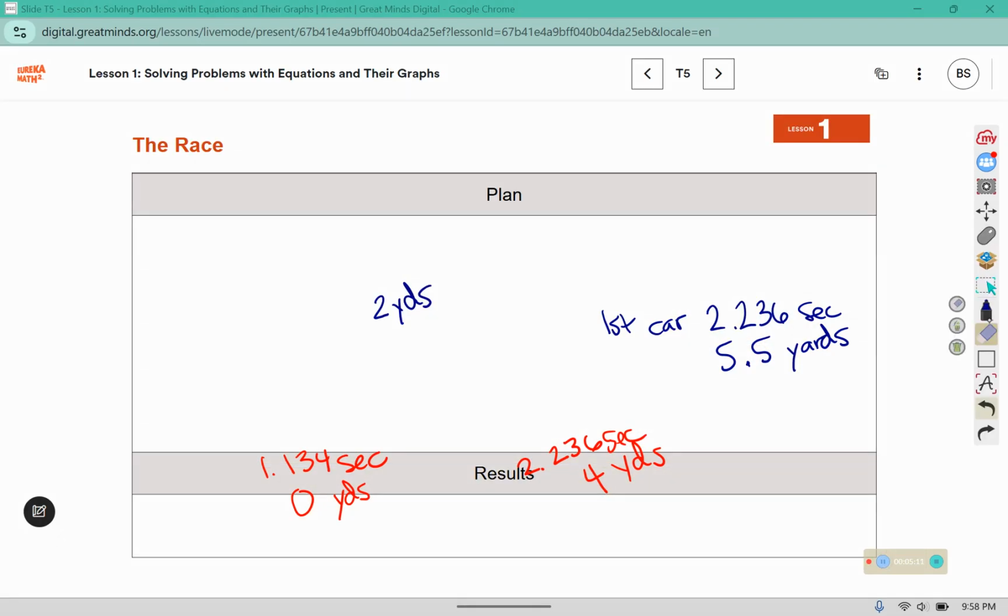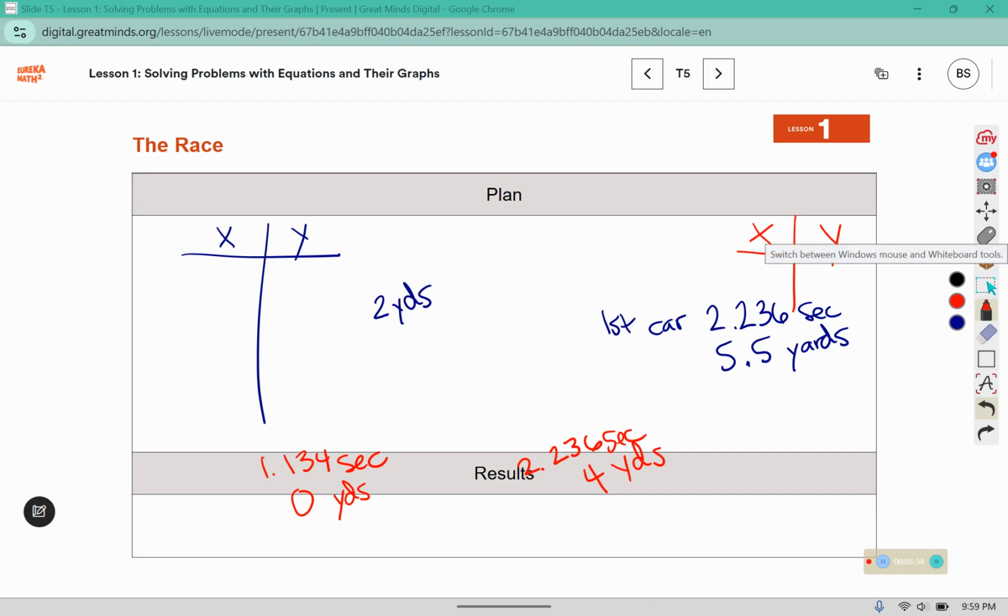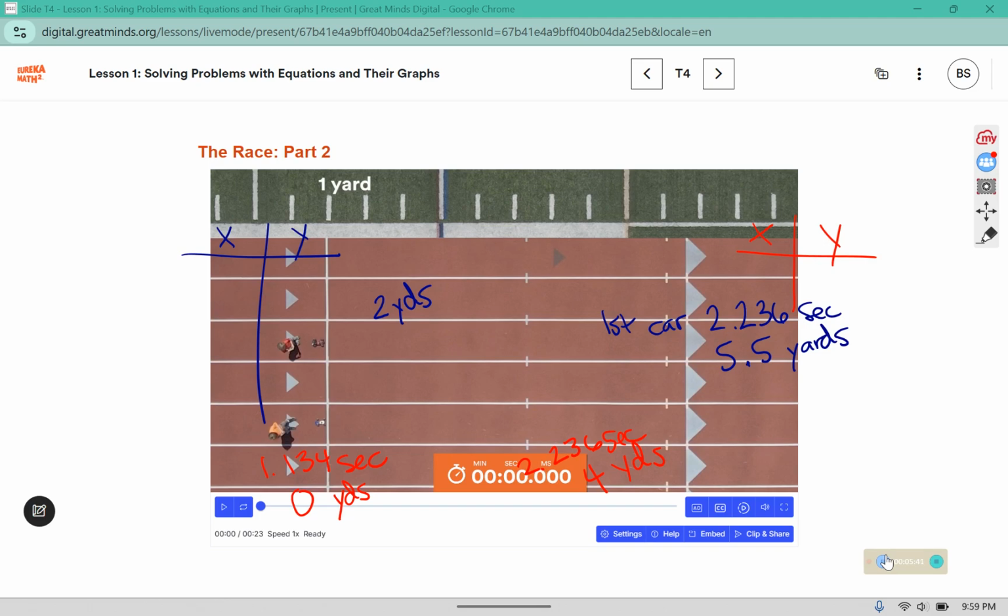So you might come up with a plan to create a table. It may look something like this. The X would be the time in seconds, and the Y would be the distance. You could do that for both cars and see who would reach a distance equal to the distance of the race first. You might also come up with an equation. Based on this image, it appears that it's going to be about 9.5 yards for the race.